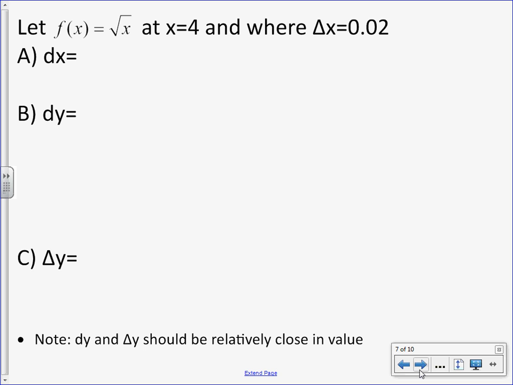Same example. We have the square root of x at x is 4, and our change in x is 0.02. So what is dx? Dx and delta x are the same thing. Okay, dy. What did we say about dy?